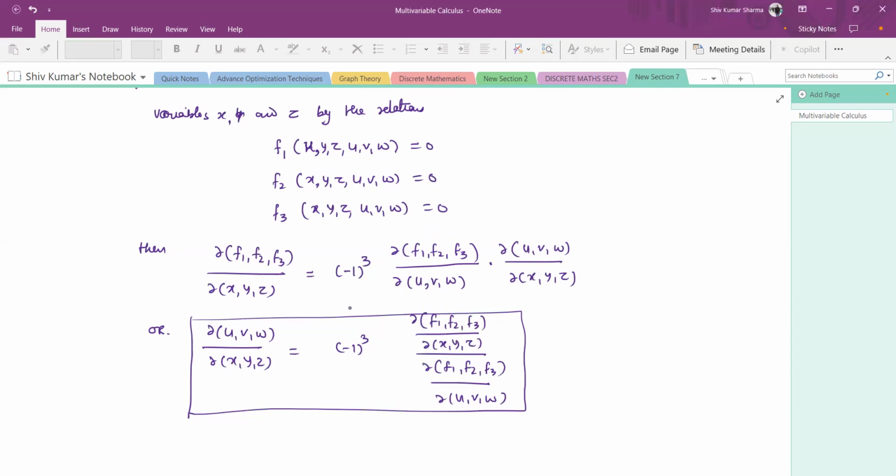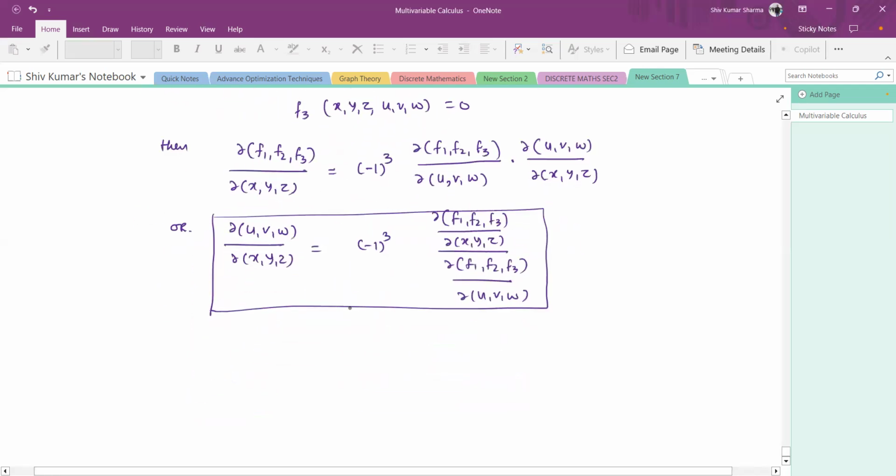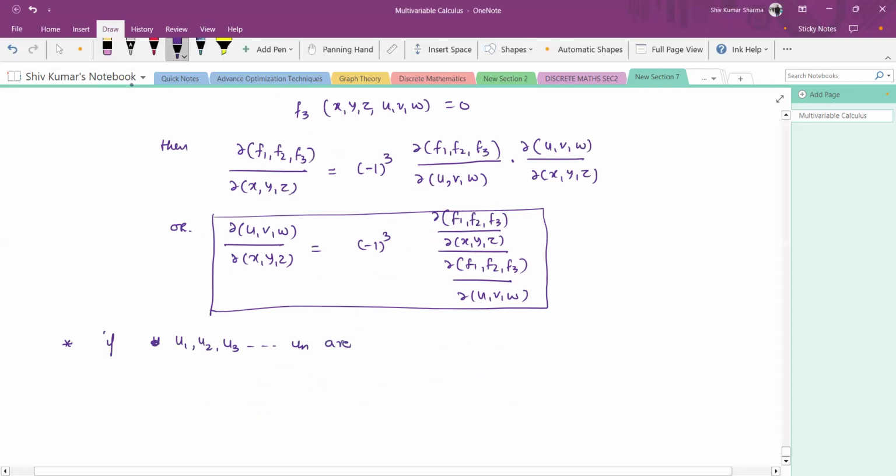Similarly, we can write down the general term. So to write down the general term, that means if we take u1, u2, u3, un, which are connected implicitly with independent variables x1, x2, x3, xn.